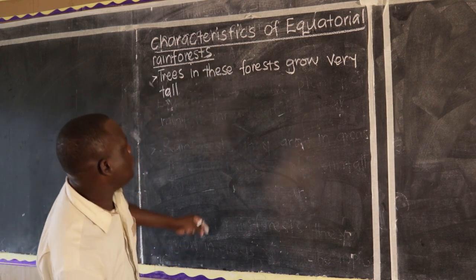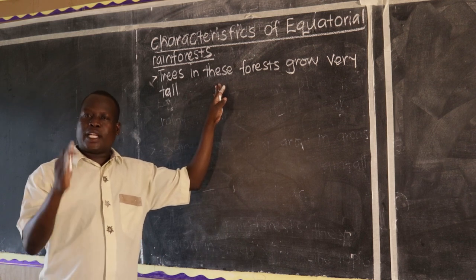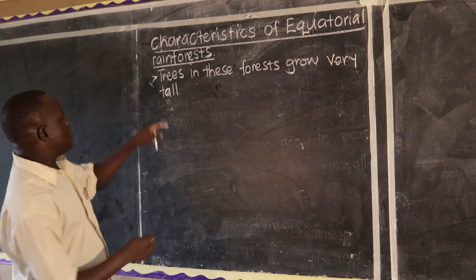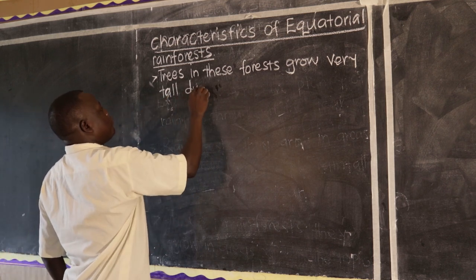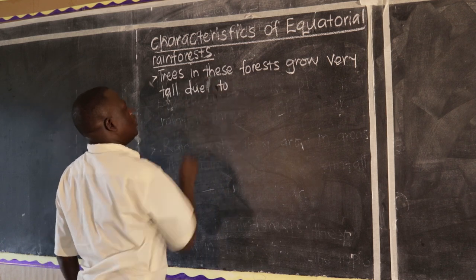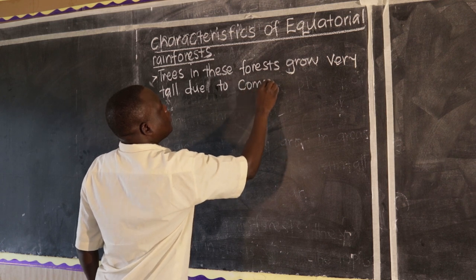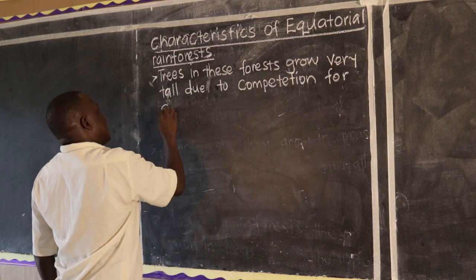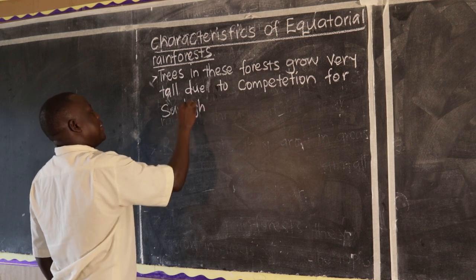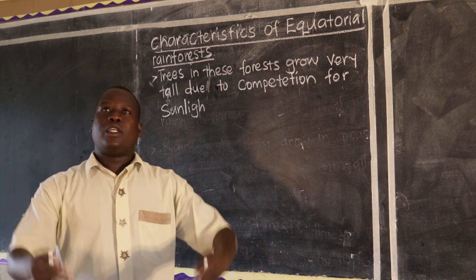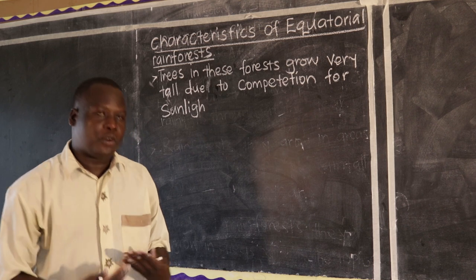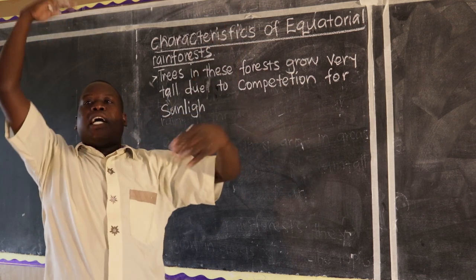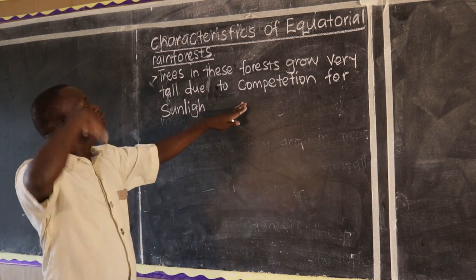Now, what makes them grow very tall? It is always what is asked. They may say, give the characteristics, or give a reason why these trees grow very tall. These trees grow very tall due to competition for sunlight. As the first group of trees grows, it will reach a certain height. But the younger trees will also be growing. As they continue growing, they will have to shoot higher than those ones so that they can get that sunlight. So the other ones also keep on growing, and therefore they continue growing very tall.